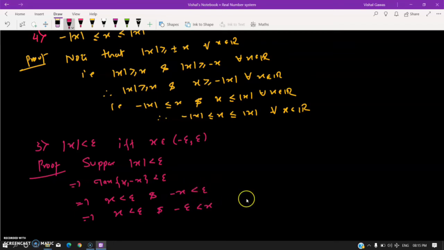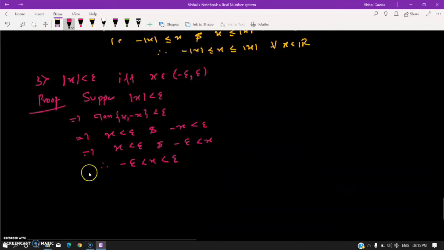Therefore, minus epsilon is less than epsilon, right? So if I combine this, this would imply that x is between minus epsilon and epsilon. Therefore, x must be inside the interval minus epsilon, epsilon, right?